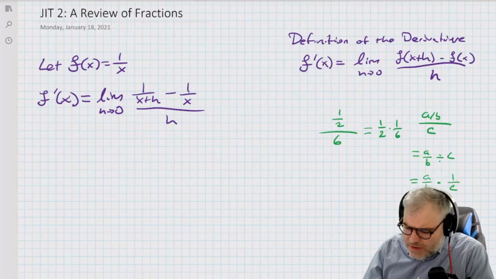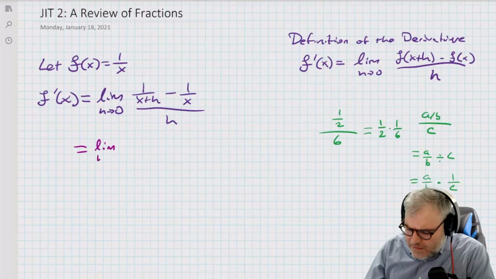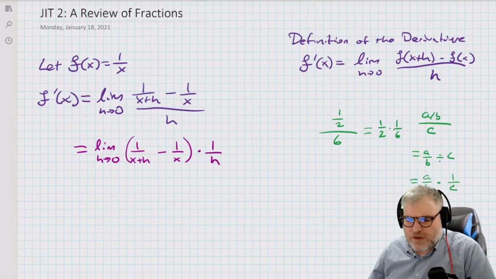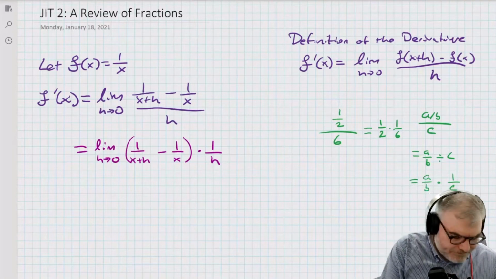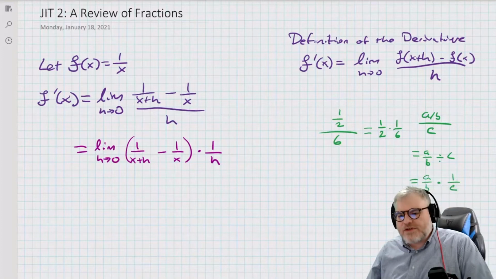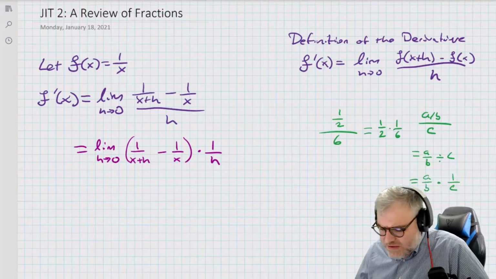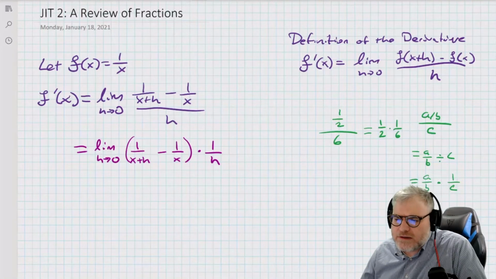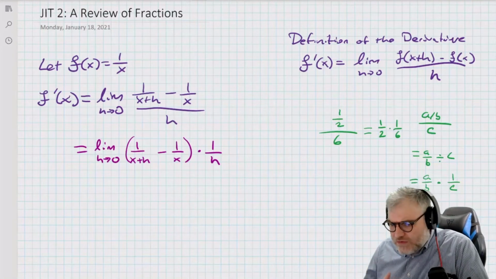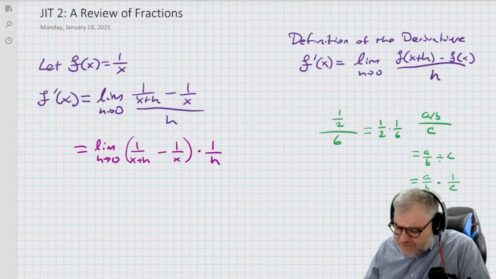Here, I'm just going to move the h over by multiplying by its reciprocal. I'm going to keep that grouped. All I'm doing is getting rid of this compoundness in the fraction, so I just don't have to deal with it anymore. You don't have to do it this way. I can do it with the top first, but I just find it looks nicer.